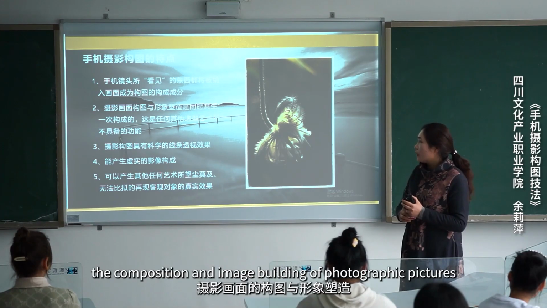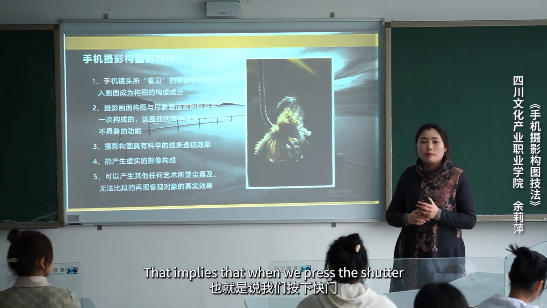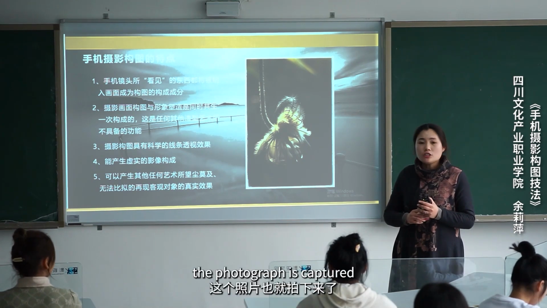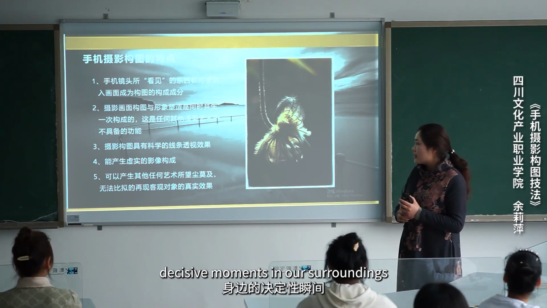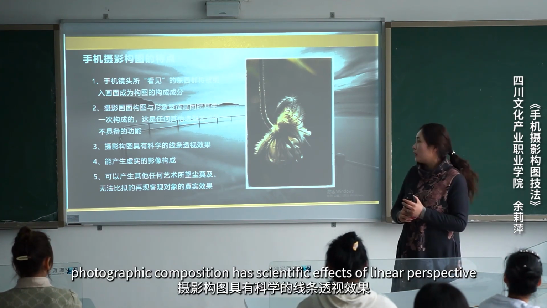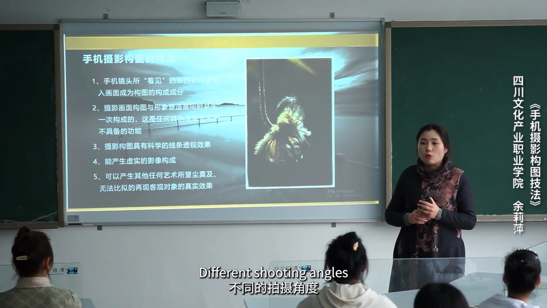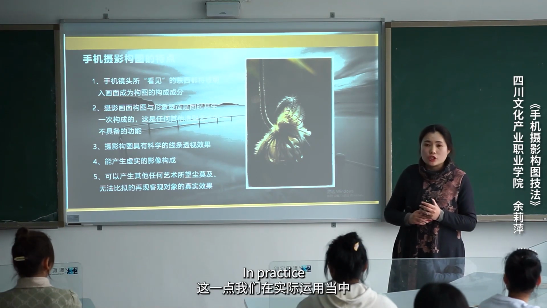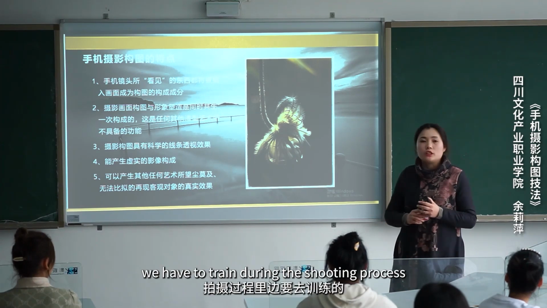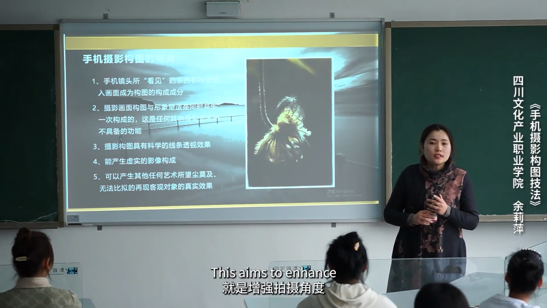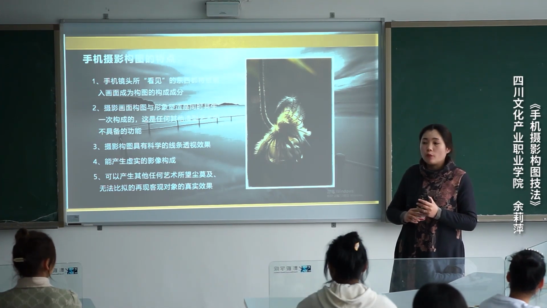Second, the composition and image building of photographic pictures coexist at the same time. That implies that when we press the shutter, the photograph is captured, so we should focus on capturing decisive moments in our surroundings. Third, photography composition has scientific effects of linear perspective. Different shooting angles present different picture effects. In practice, we have a deep understanding of this. This is also what we have to train during the shooting process. This aims to enhance both the camera perspective and direction of our shots.